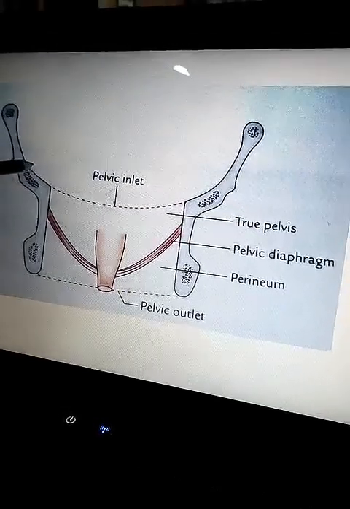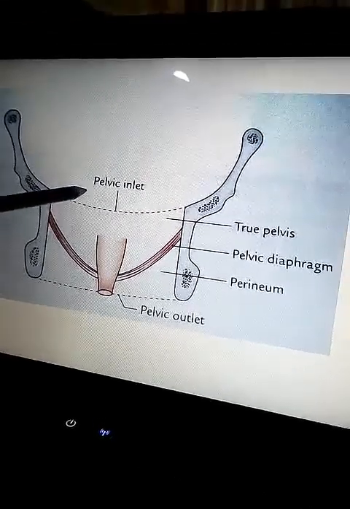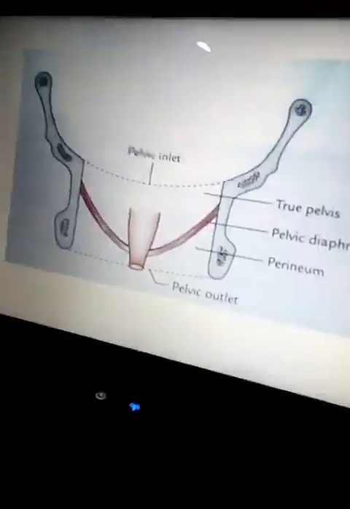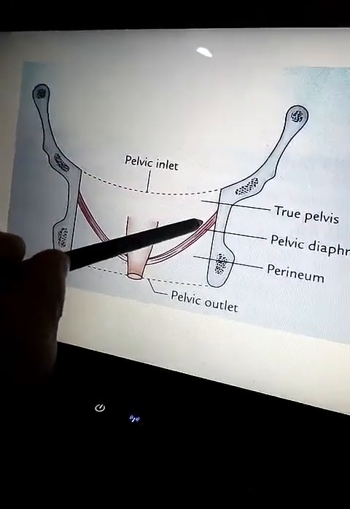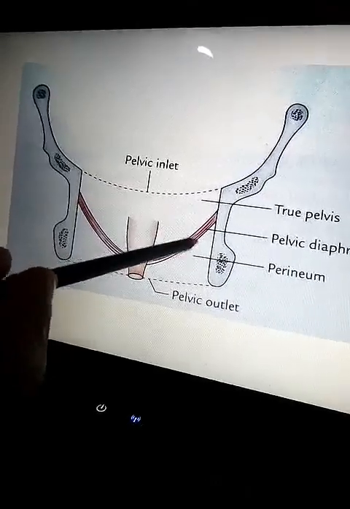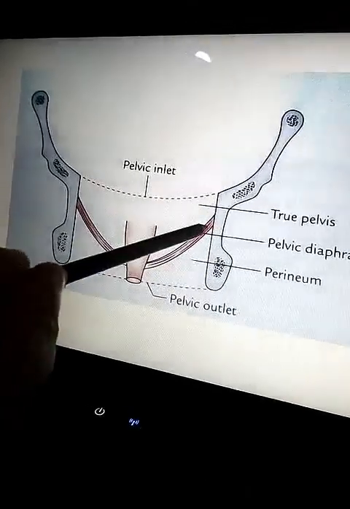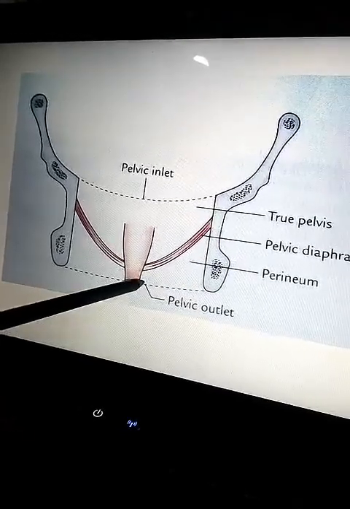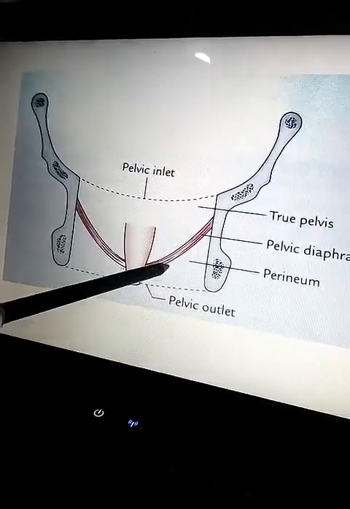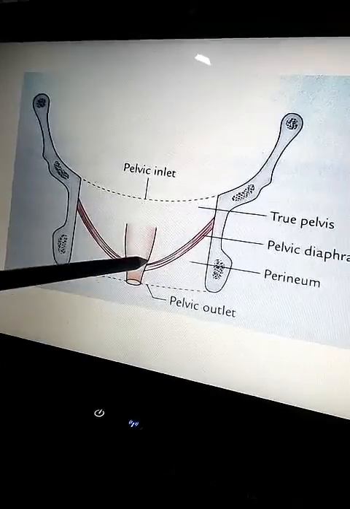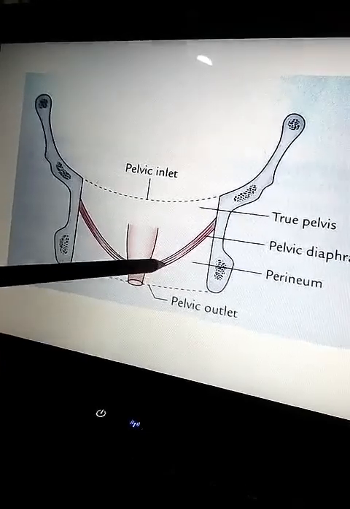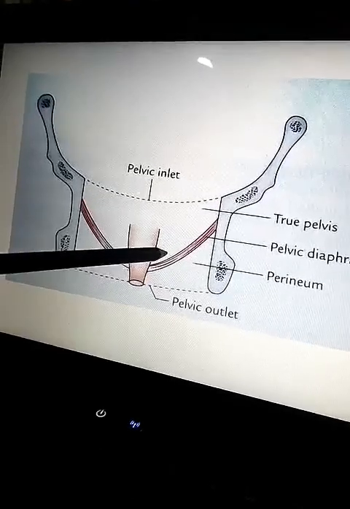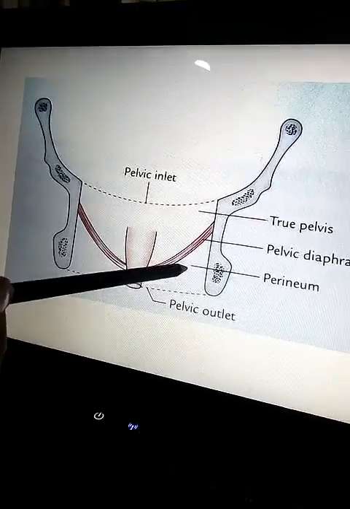The perineum. It is the lowest region of the trunk below the pelvic diaphragm. So the perineum is a region between the pelvic diaphragm and the pelvic outlet. It is traversed by the urethra and anal canal in the male, and the vagina, urethra and anal canal in the female.